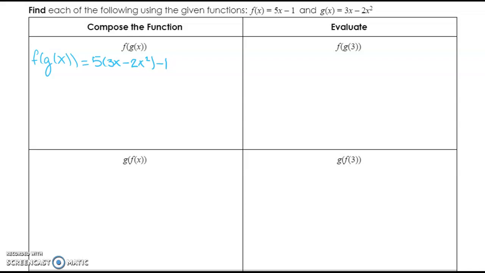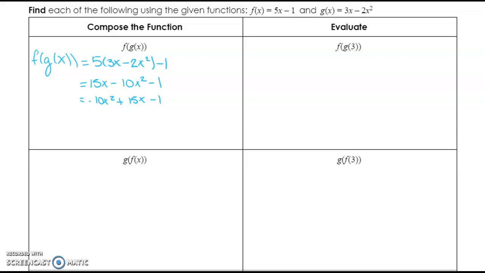Okay, so then now if we were to simplify this a little bit further, we can use the distributive property and multiply that 5 in, and we will get 15x minus 10x squared minus 1. Okay, and so now I'm just going to reorder the terms a little bit because we always want our highest degree first. So we want negative 10x squared first, and then 15x minus 1. Okay, so that is f of g of x.